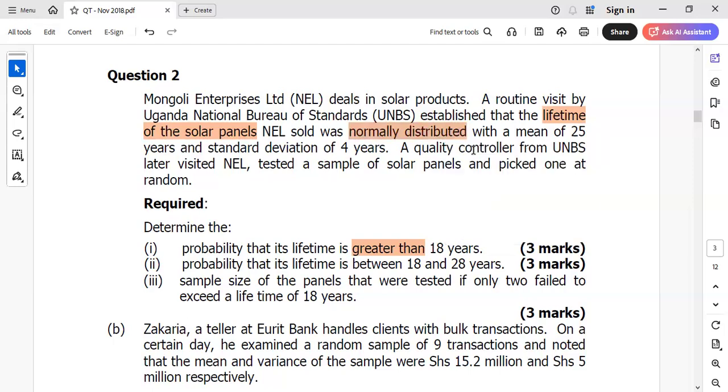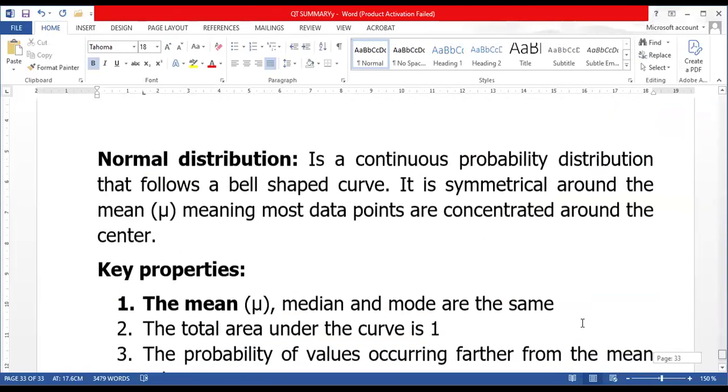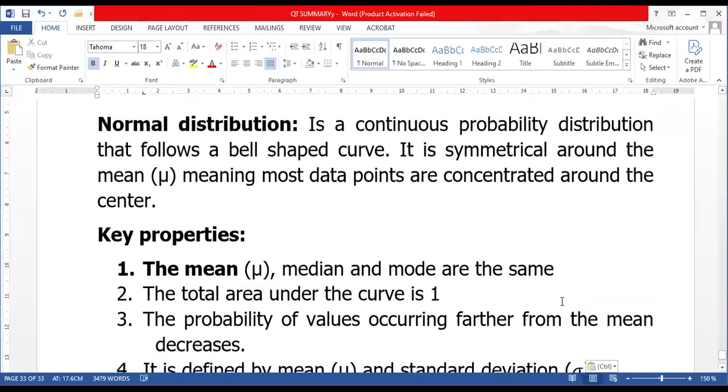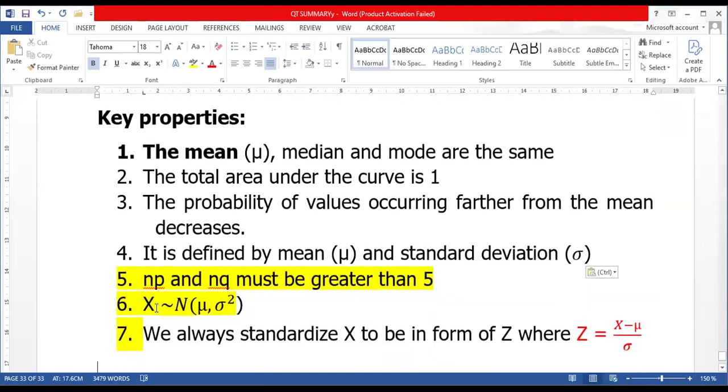When you see the words normally distributed, it is one of the probability distributions that we have indicated here. Your x here, the random variable, we have said that your x is normally distributed. When we say x and then put that sign, it means normally distributed.